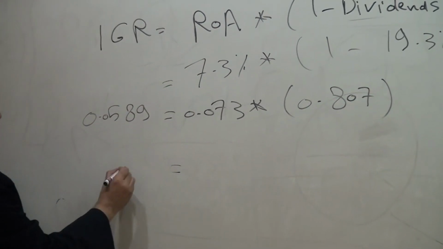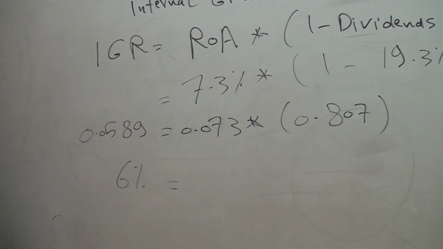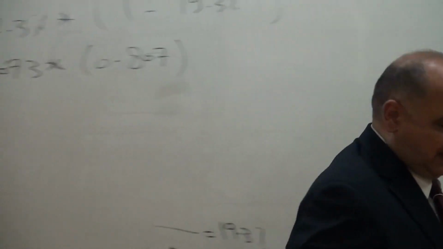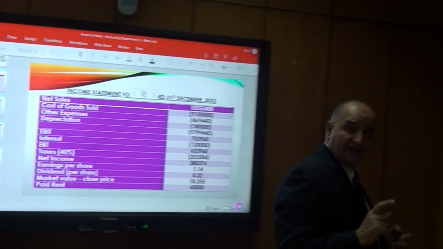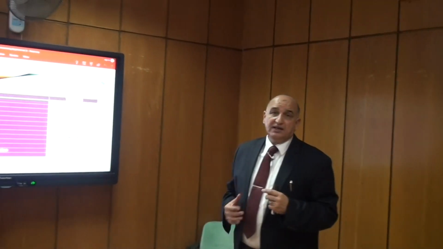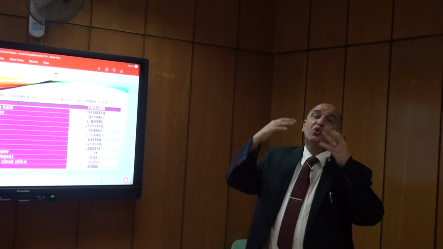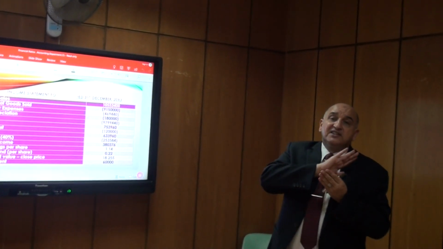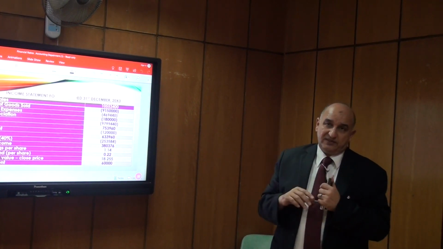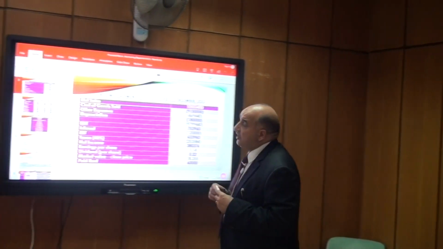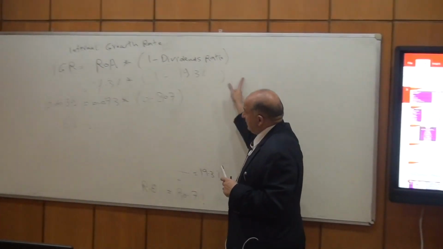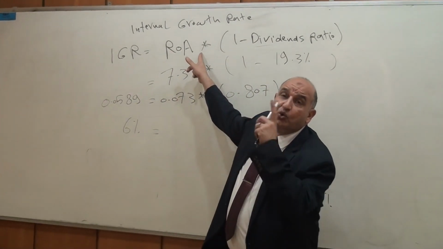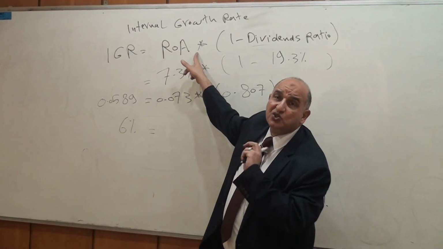This means approximately this is 6%. What does it mean? That your company has an internal growth rate equal to 6%. This means that our company can grow by 6% without any external sources. Again, internal growth rate means by how much your company can grow without any external sources.